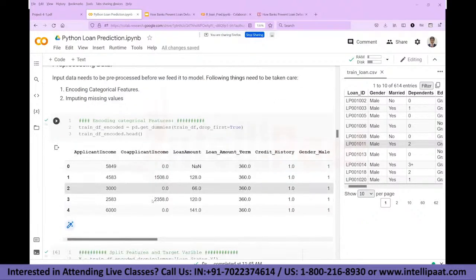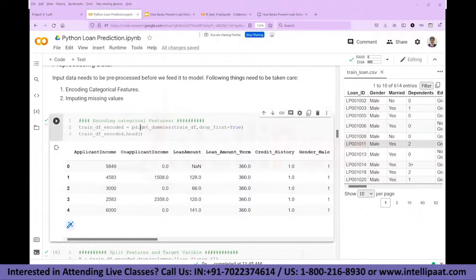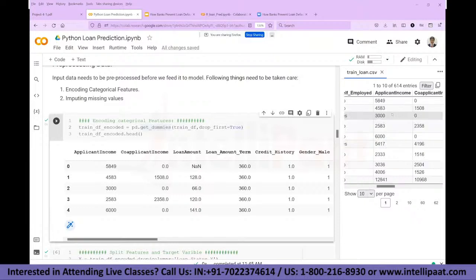I'm using an API called pandas.get_dummies, which will give me dummy numerical values in place of these categorical values. What I mean by dummies is, if I say married, there's either no or yes. There's nothing like maybe. Either no or yes. So in that case, I can assign no as 0 and yes as 1. That's a dummy value. Similarly, gender could be male, female, or other, so I can put 0, 1, 2, or -1, 0, 1. Those are dummy values.